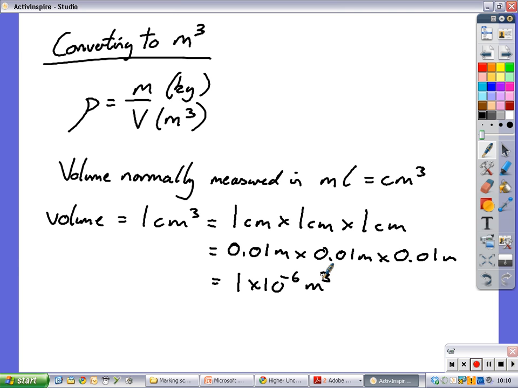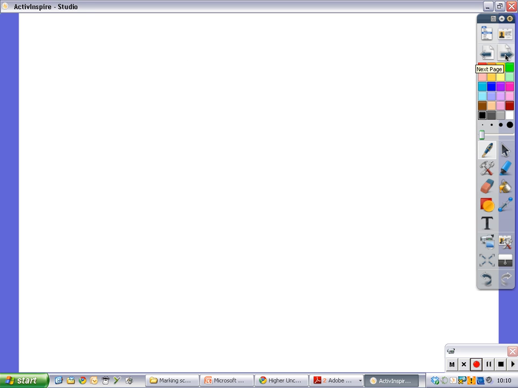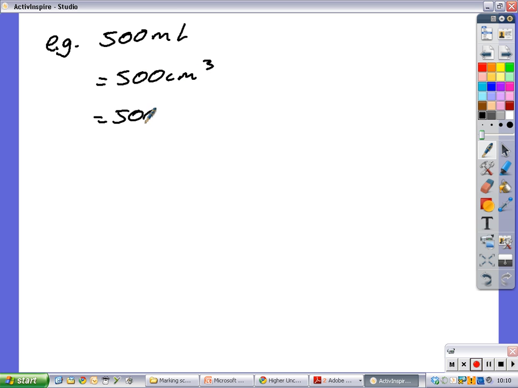So for example then, 500 millilitres of volume is going to be equal to 500 centimetres cubed, which is equal to 500 times 10^-6 metres cubed.